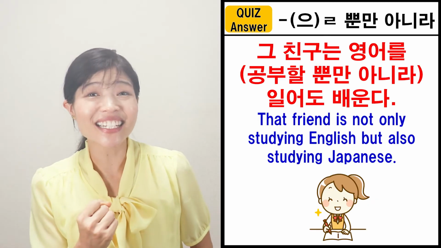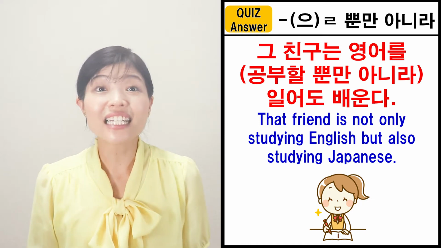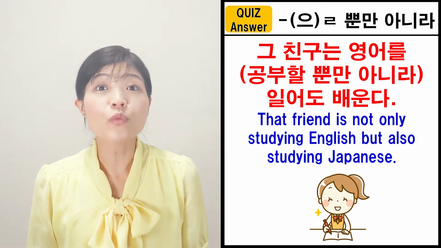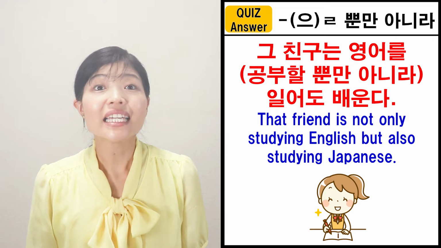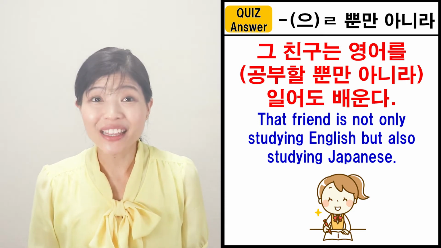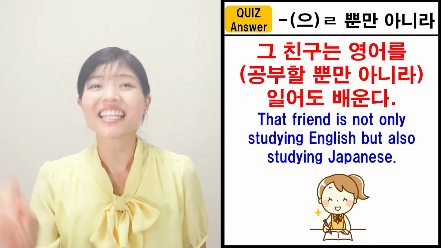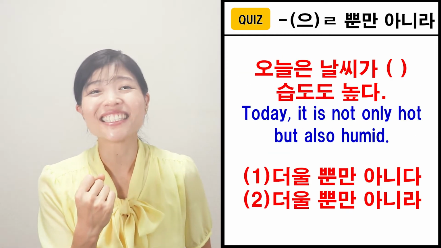Now, let's read the sentence together clearly. 그 친구는 영어를 공부할 뿐만 아니라 잃어도 배운다. Please read this part at least 3 times. Now, let's try the next quiz.